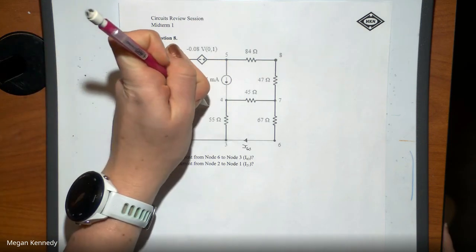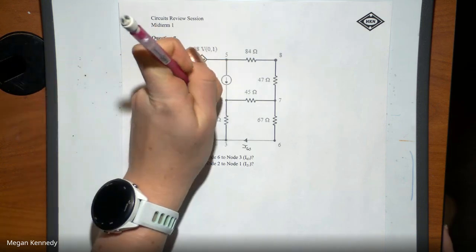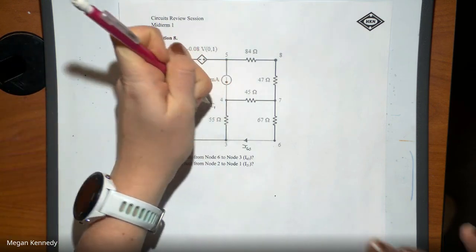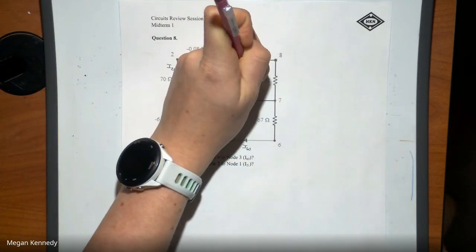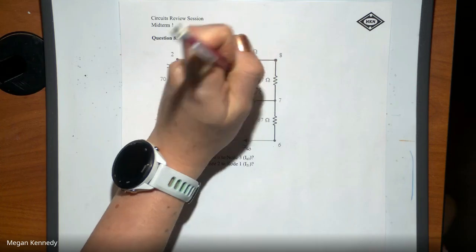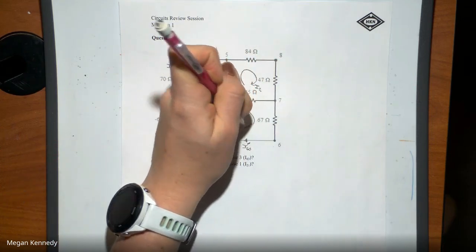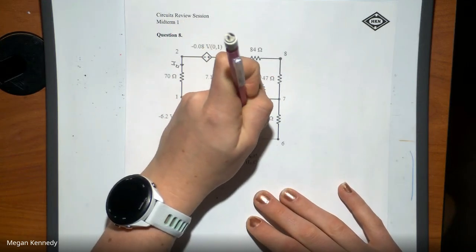So you're going to have a current here. I'm going to call that I1. You're going to have a current here. We're going to call that I2. And then we are going to have a current here, and we're going to call that I3.